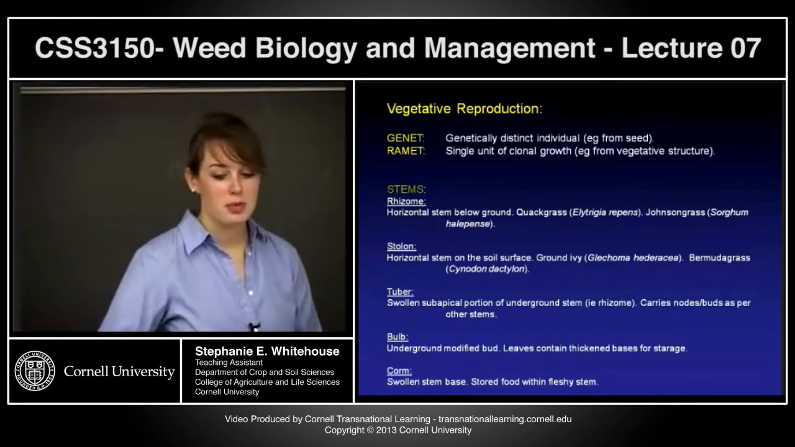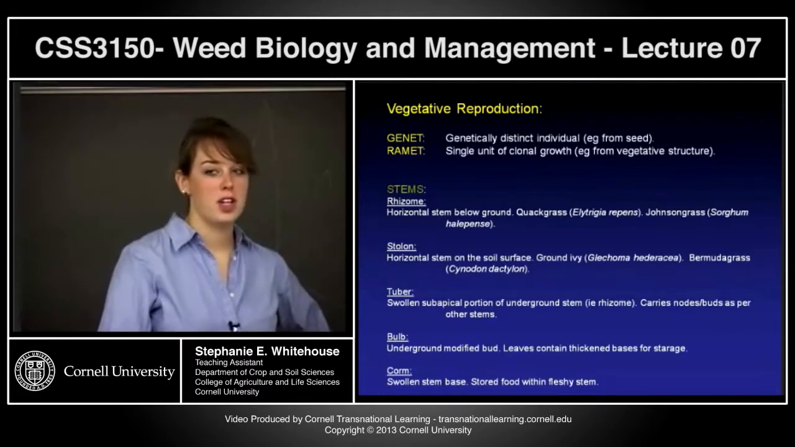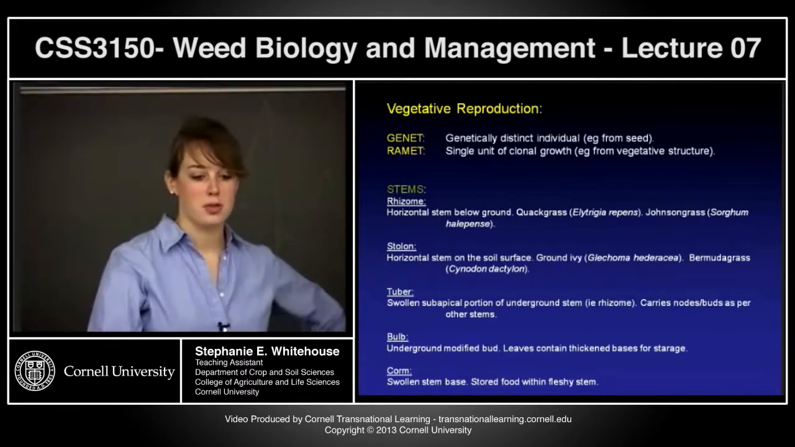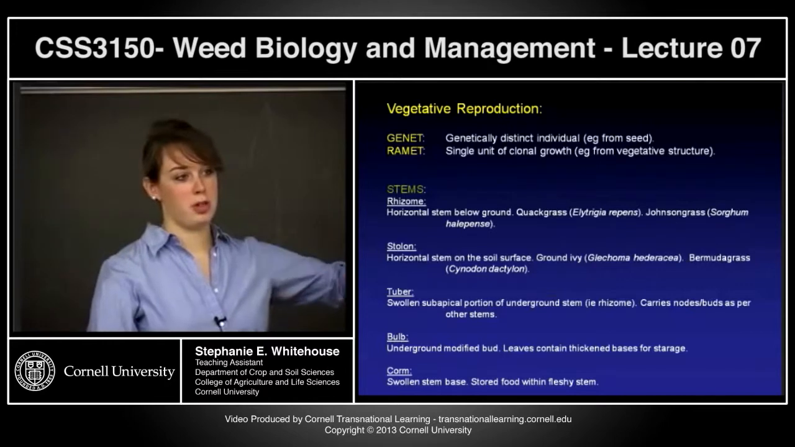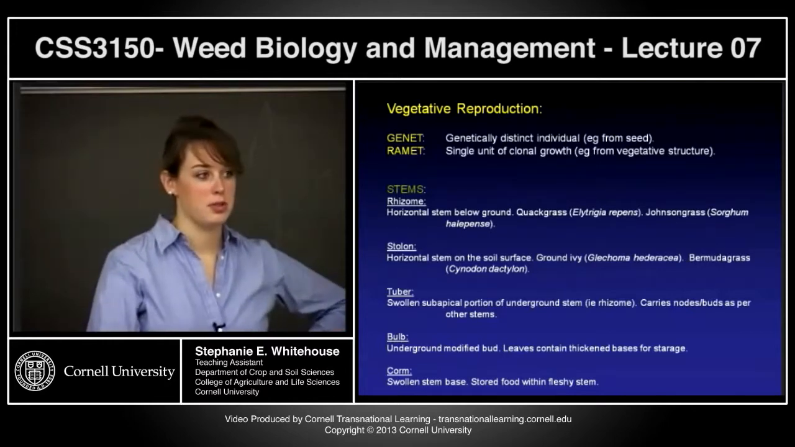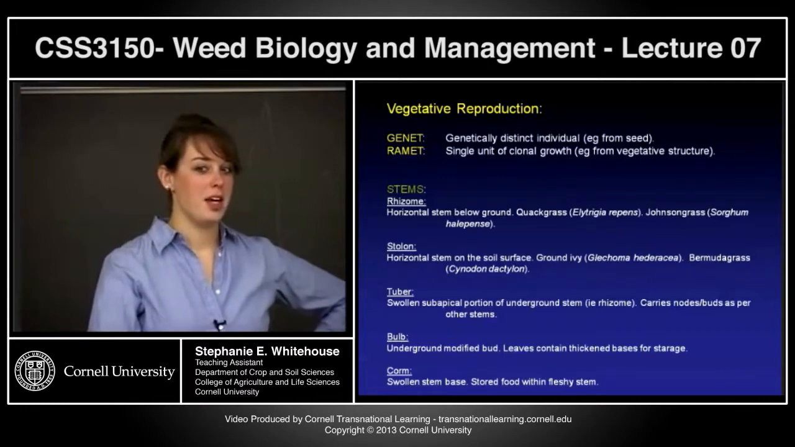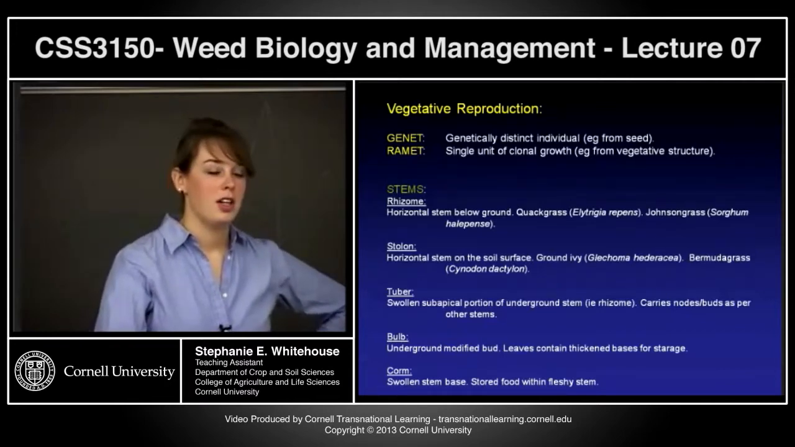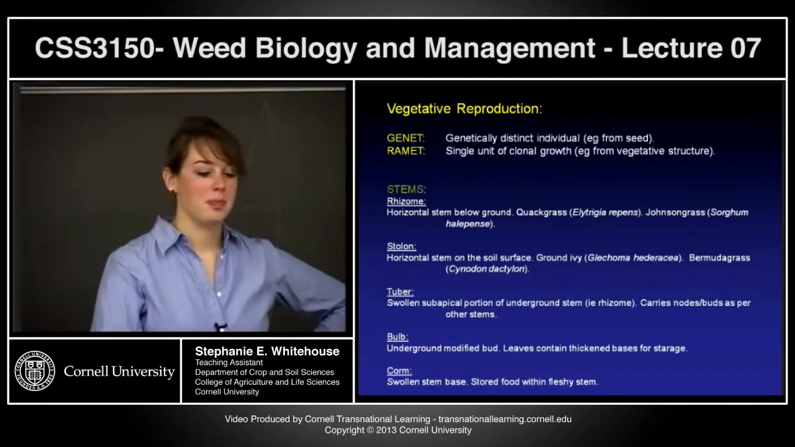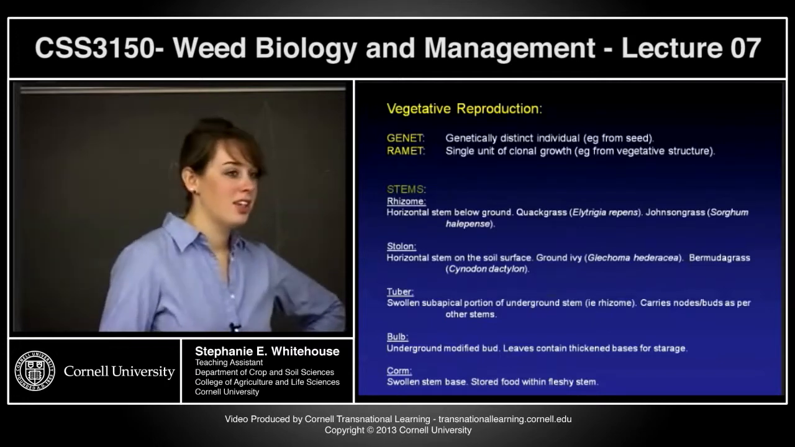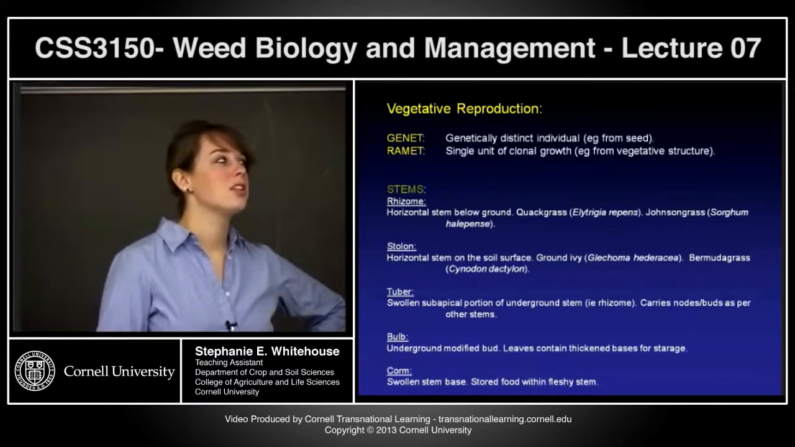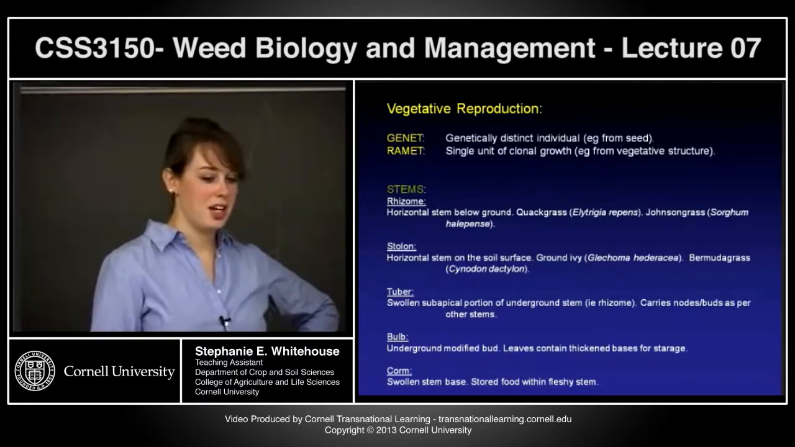Okay, which plants have we seen so far that reproduce by stolons, or horizontal stems that are above the surface or at the soil surface, besides ground ivy and Bermuda grass? Milkweed is one of them, yep. And we also had hemp dogbane, which also reproduces by stolons. Large crabgrass, yes, kind of, yeah.